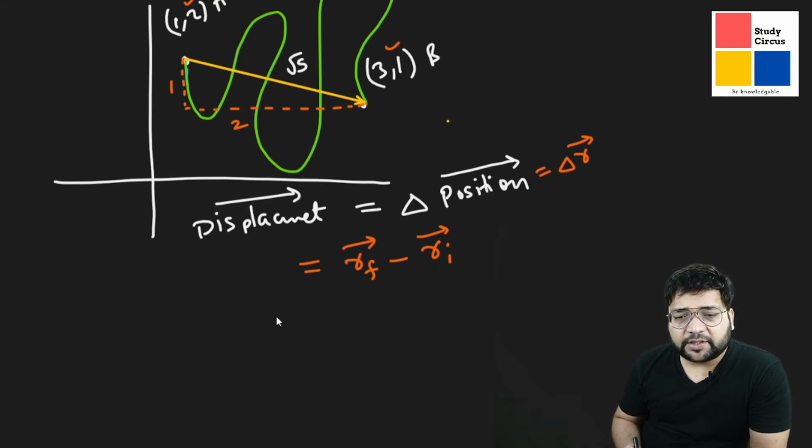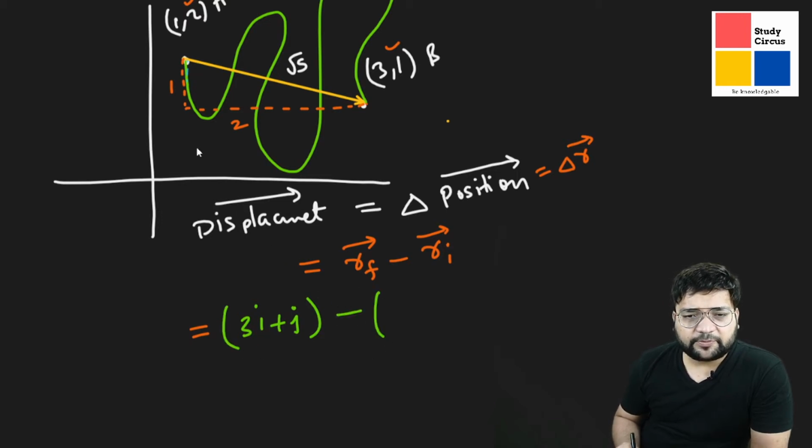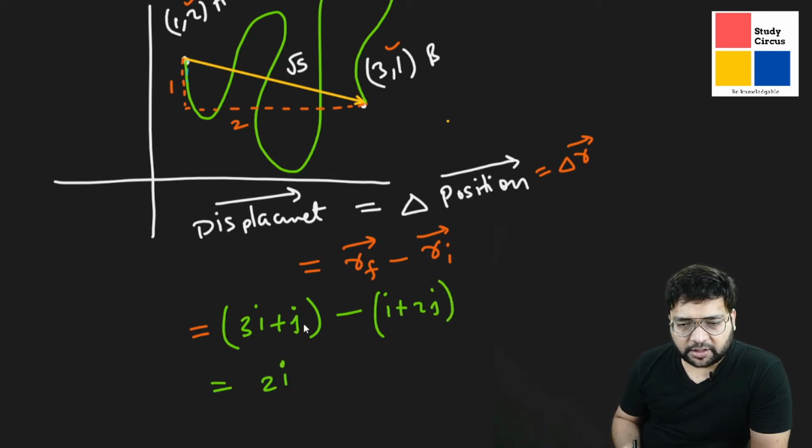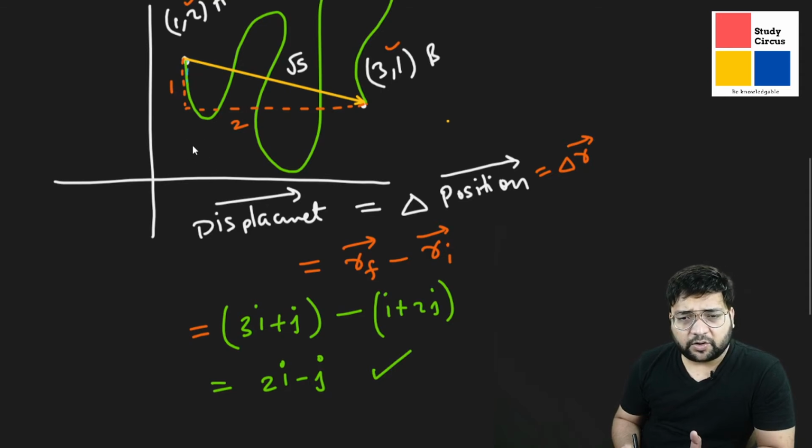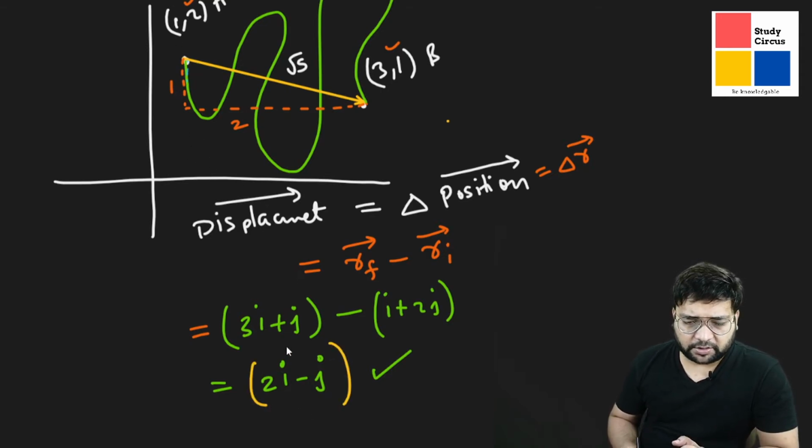Okay, so in this particular case, what is the final position? Final position is 3 comma 1, that is 3i plus j, isn't it? Minus what was the initial position, 1 comma 2, that is i plus 2j cap. So what is this? 3i minus i is 2i, and j minus 2j is minus j. So that yellow vector is nothing but this thing. That yellow displacement vector is 2i minus j.